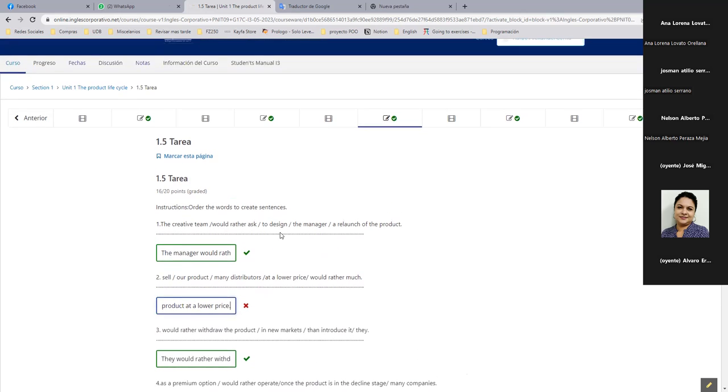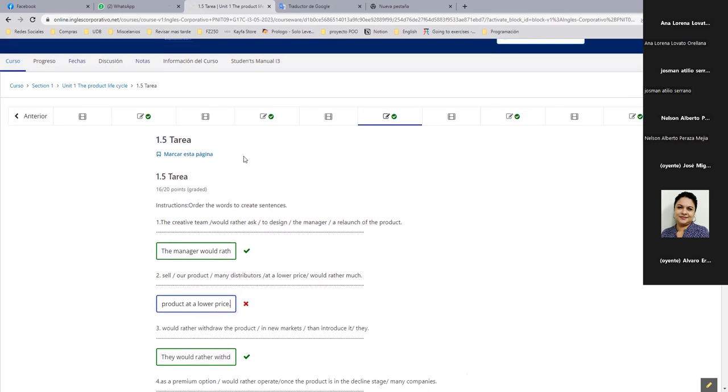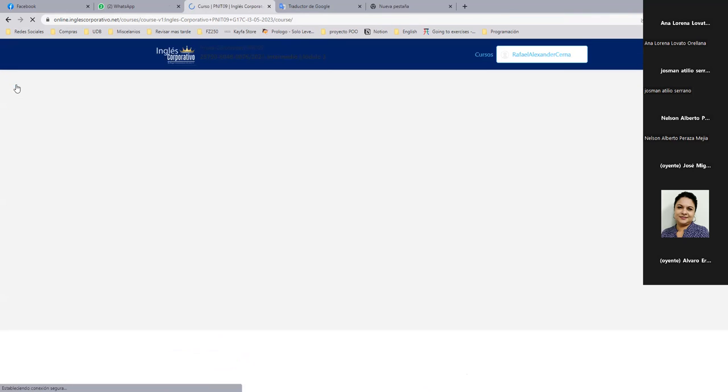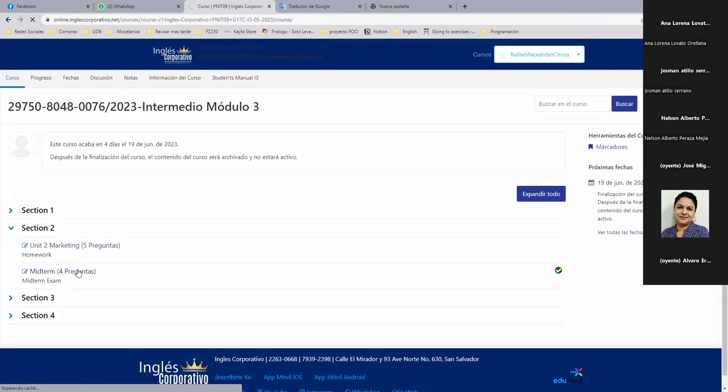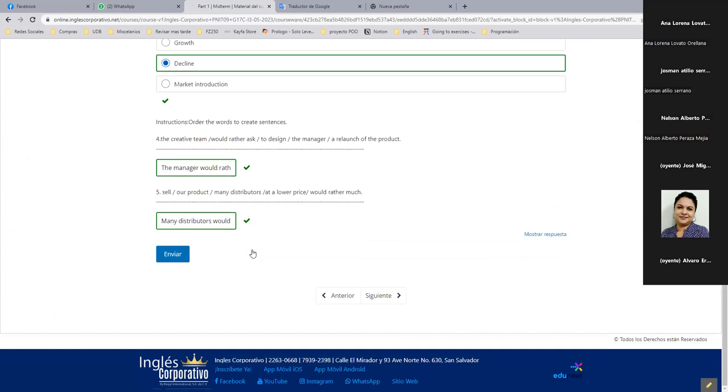En el midterm aquí no me sale bien. Aquí no me sale bien en la tarea, pero en el midterm aparece. Incluso la copié y pegué del midterm porque pensé que tenía algo ahí que me lo marcaba como malo y nada. Aquí está igual y aquí sí me la da por válida. Many distributors would rather much sell our product at a lower price. Y aquí sí tiene chequecito verde. Vamos a ver en el otro de regreso, discúlpenme.